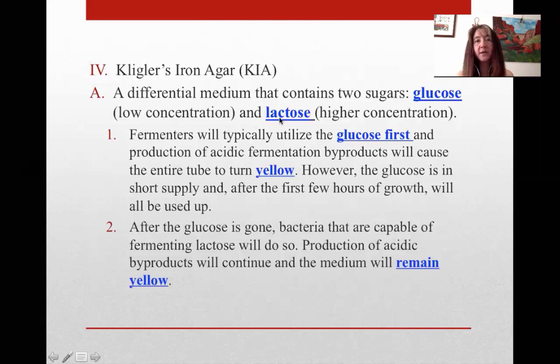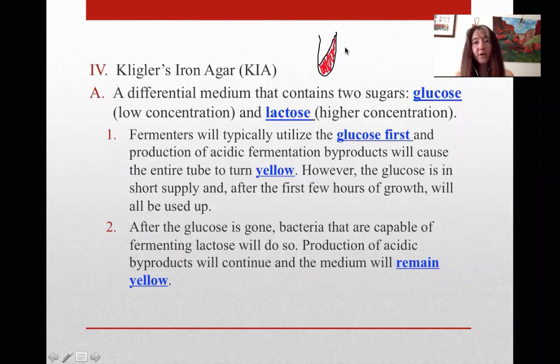But within a KIA tube, we additionally see that it contains phenol red, except this time it's in an agar slant. So we've got this phenol red present in agar, and so it begins off red.